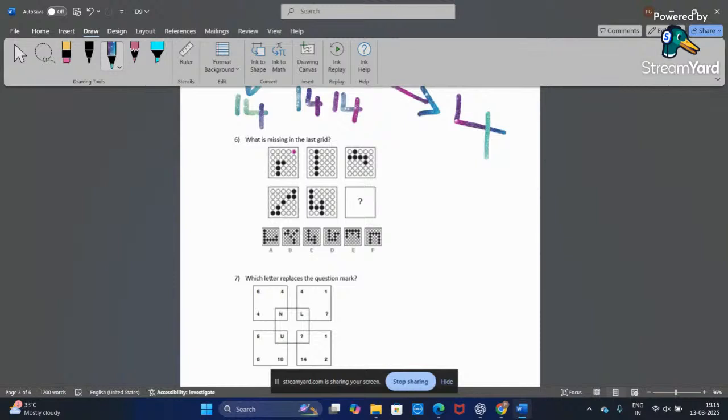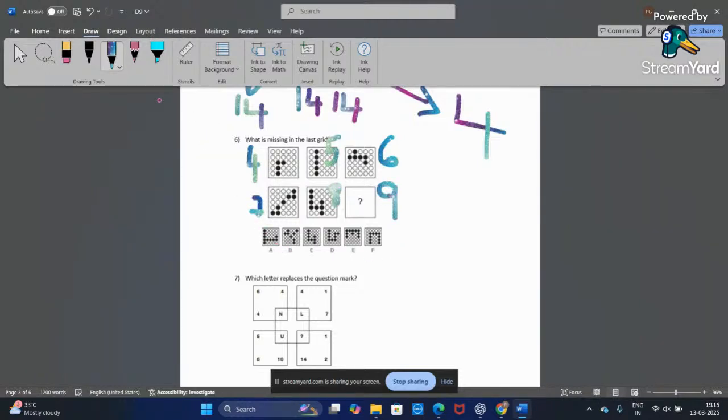Try to solve this. See, in this, there are how many dots? How many are filled with black dots? In first block, it is filled with 4. In second block, count it down. It is filled with 5. And here it is 6. And here it is 7. And here it is 8. Then next should be how much? 9, right?